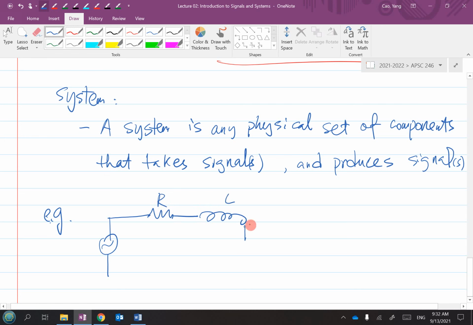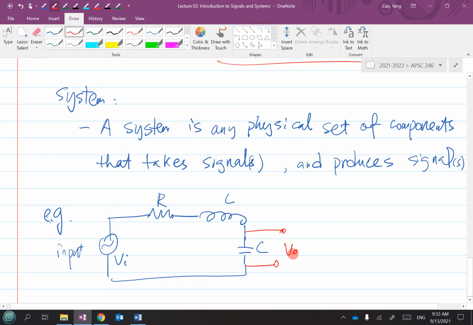What I draw here is an RLC circuit, and then you have your input over here. Let's call it VI. So you're given an AC, alternating current, input. The idea here is you want to measure the output across the capacitor. So that is a system.